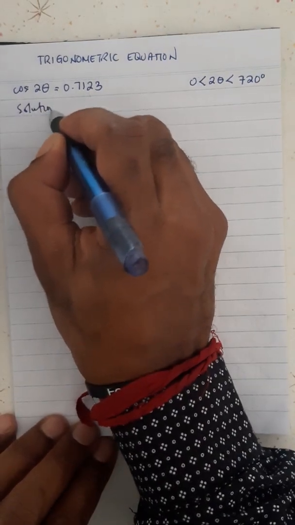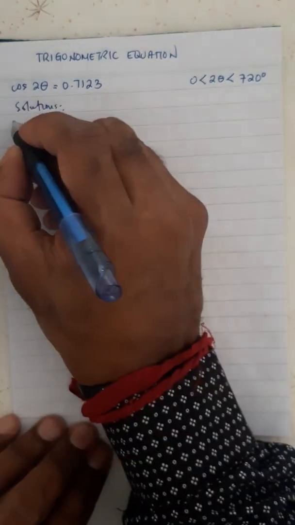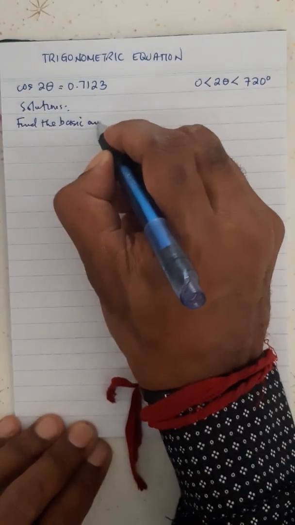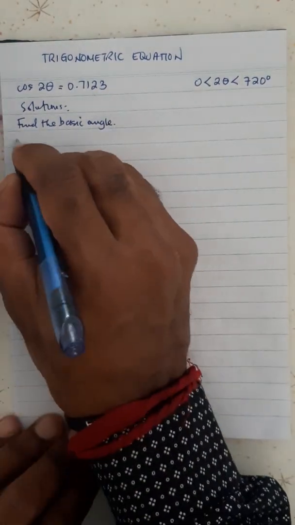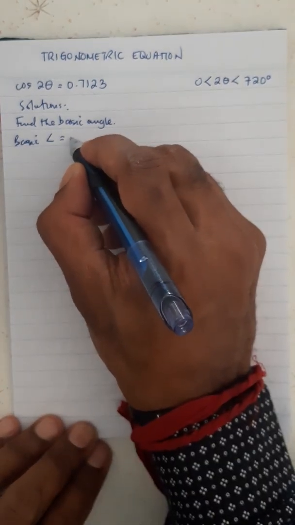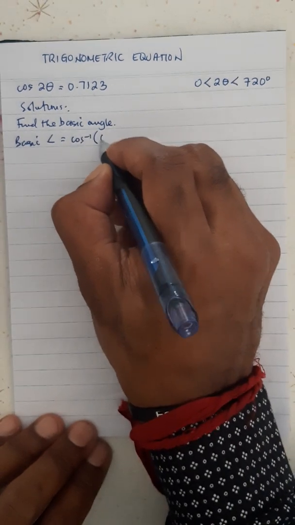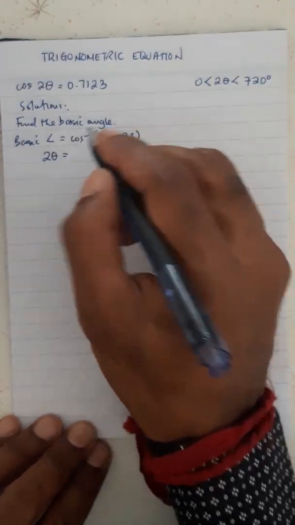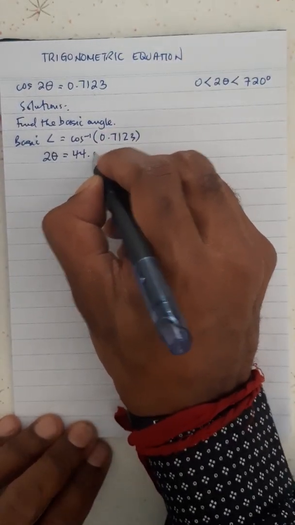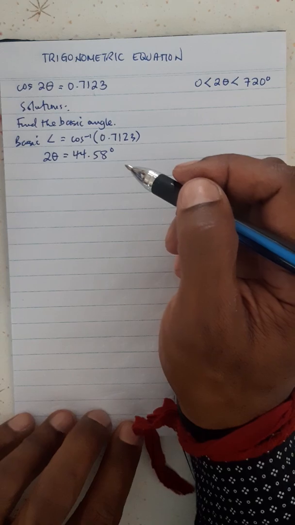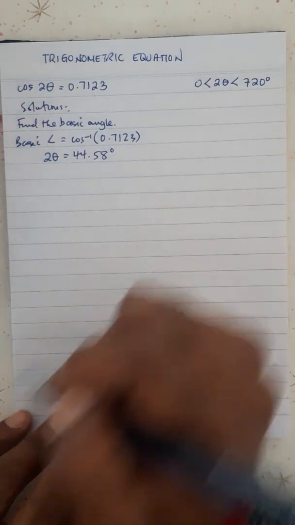Okay, so to solve, the solution steps. Step number one, we find the basic angle. The basic angle is equal to the inverse of cos of the value given up there, that's 0.7123. The basic angle 2 theta is equal to 44.58 degrees. We are rounding the angle to two decimal places. That's it, we are finding the basic angle.